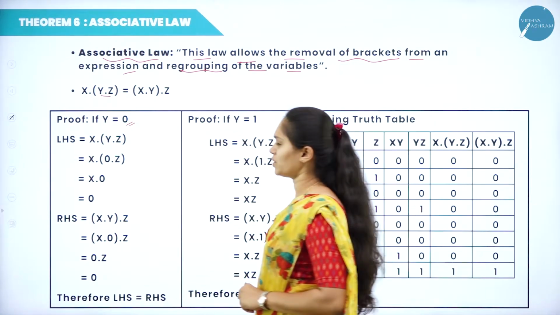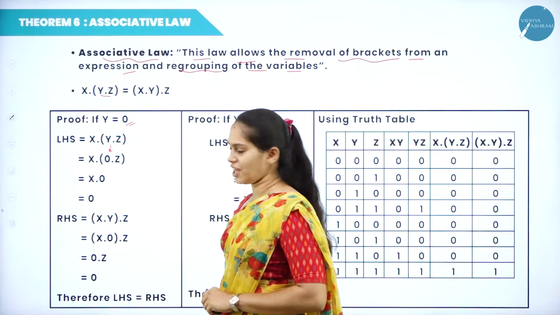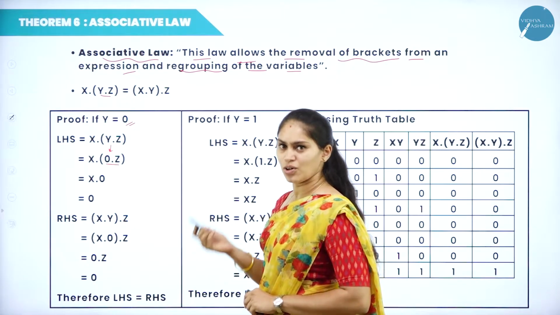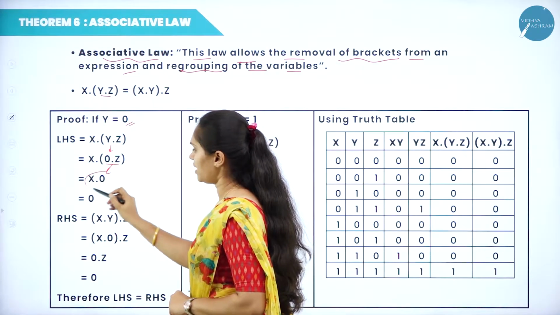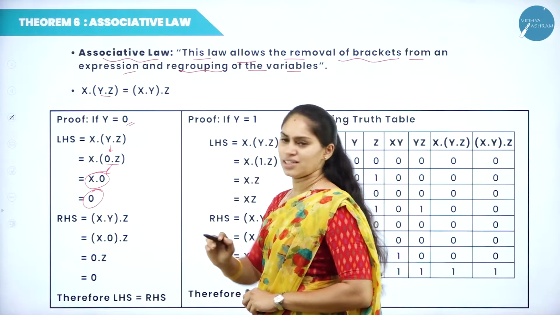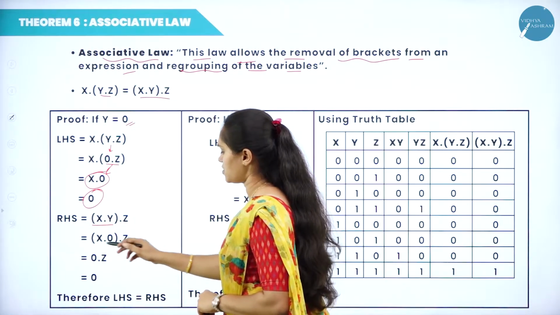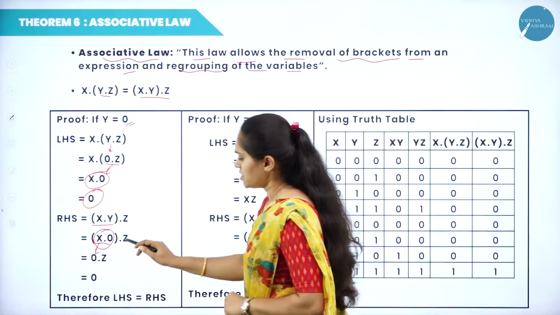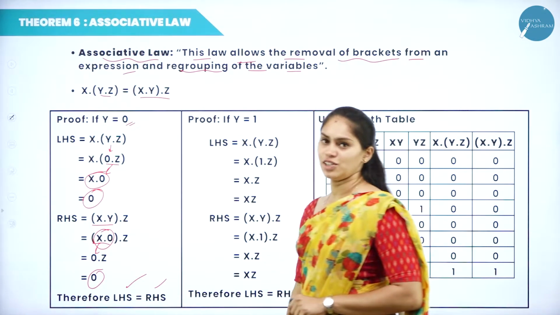Let me consider the y value as 0 here. x dot (y dot z): in the place of y, take the value 0, x dot (0 dot z). If I multiply any value with 0, it will be 0. So 0 dot z will be 0, then x dot 0; if I multiply any variable with 0, again it will be 0. Now we are done with this LHS. Let me consider the RHS now, (x dot y) dot z. So (x dot 0) dot z. x dot 0 gives 0, and 0 dot z will be 0 itself. That means we have proved LHS is equal to RHS.